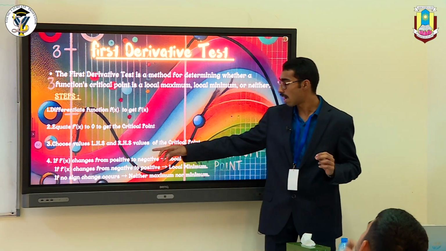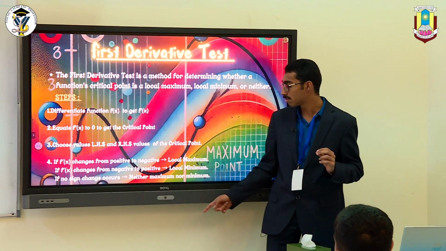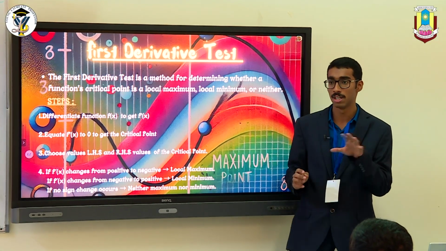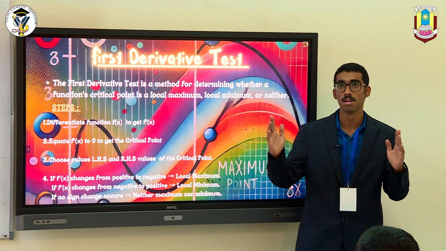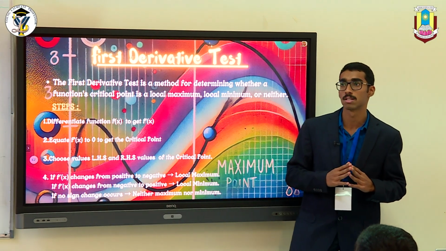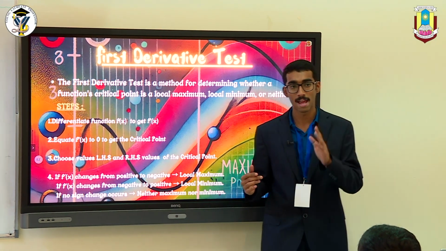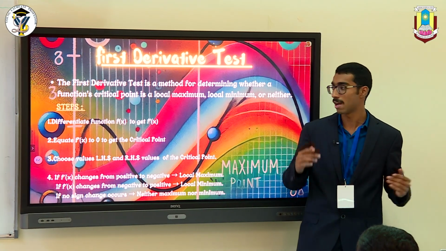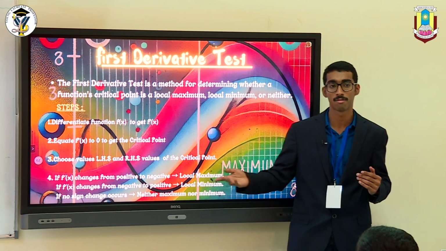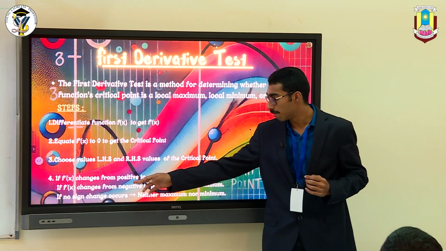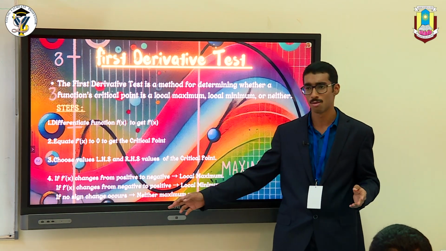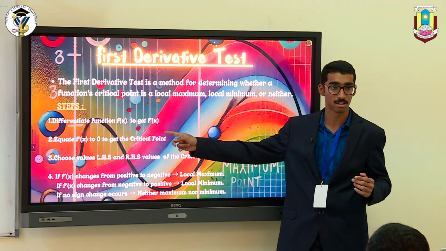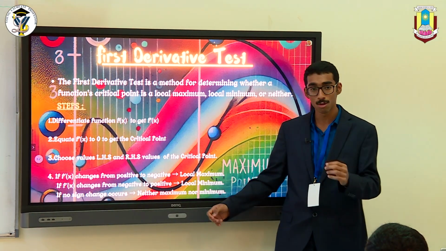Now choose values on the LHS and RHS of the critical point. The critical point, the value which you get, you have to choose intervals, the left hand side and the right hand side. So now suppose I get the value as x is equal to 2. So the LHS values will be 1, 0, -1, -2, and the RHS will be +3, +4, like that. Now take any value. If I take x is equal to 1, which is left hand side of x is equal to 2, you substitute it in f dash x, the differentiated one, and then you get the value.